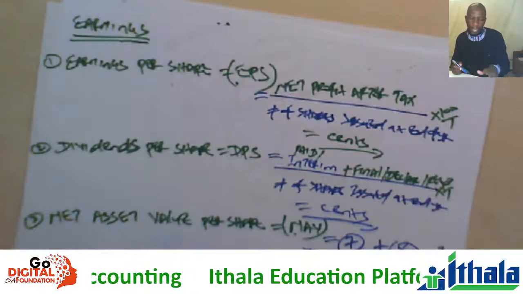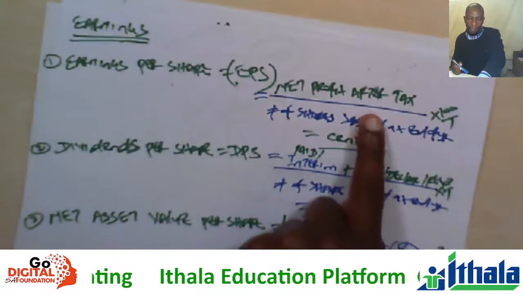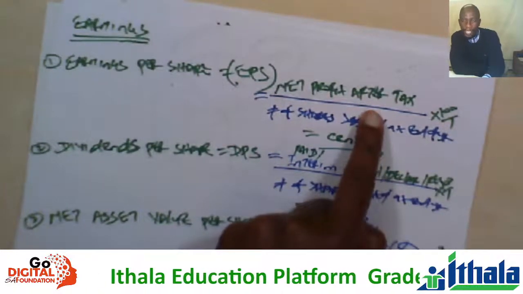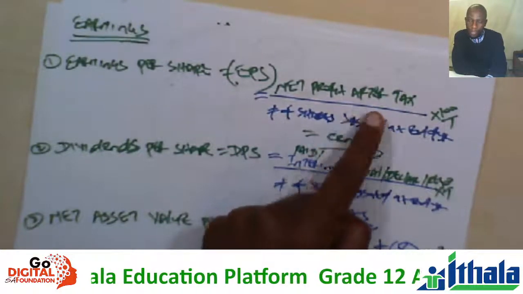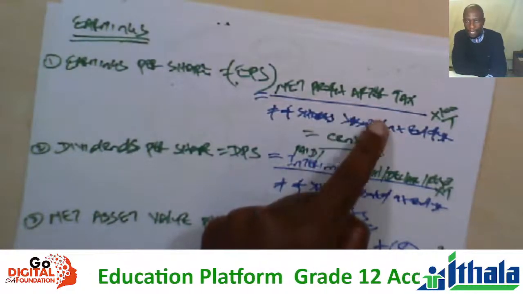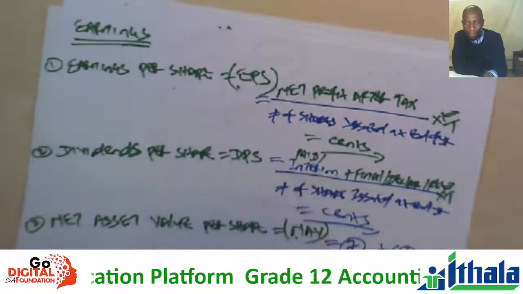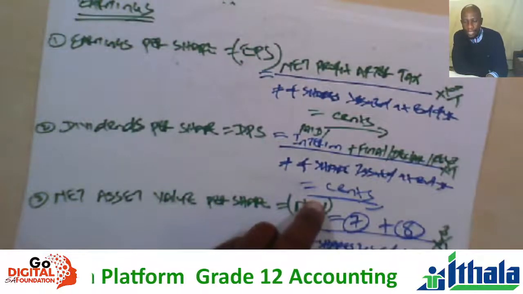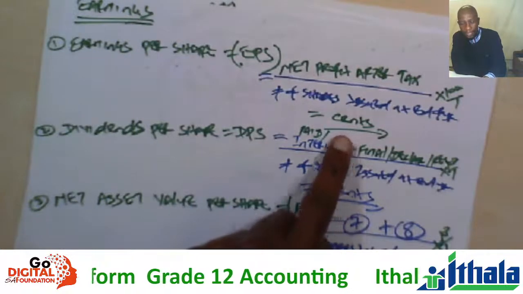We are not going to earn anything unless we pay SARS. So we have net profit after tax. Sometimes you find that we are given net profit before tax or taxation, you must reverse and calculate net profit after tax. I'll show you towards the end. And then you divide by the number of shares issued at the end. Then you times by 100 over 1. You get your answer in cents.